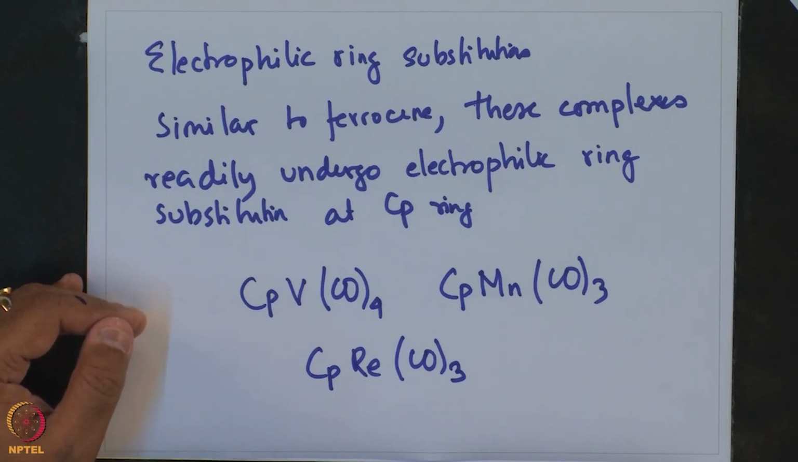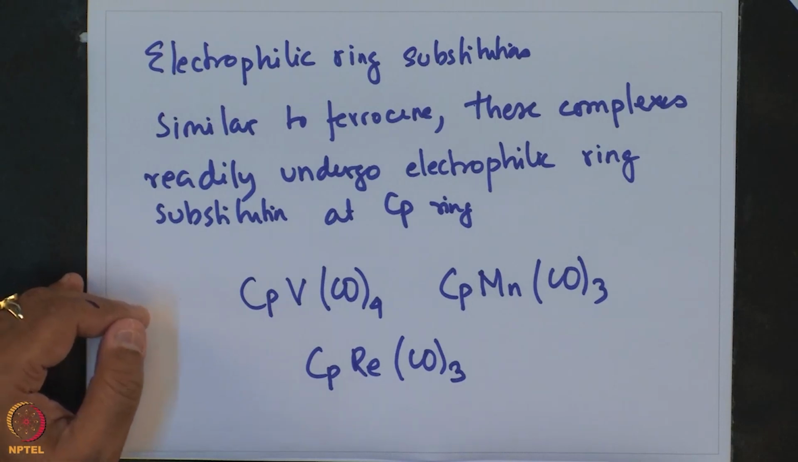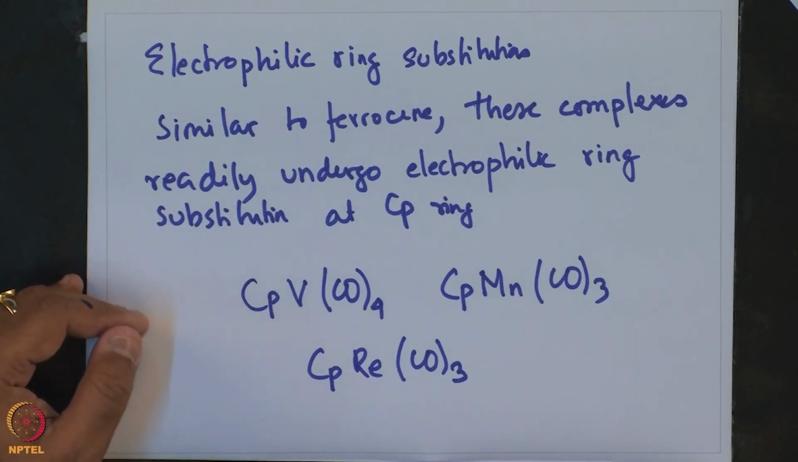Now, having said that, one should also think that whatever restrictions held good for electrophilic substitution of ferrocene should also hold good over here, and that is that the electrophile cannot act as an oxidizing agent or somehow oxidize the metal center of these half sandwich complexes. Obviously, in that case electrophilic ring substitution might not occur.